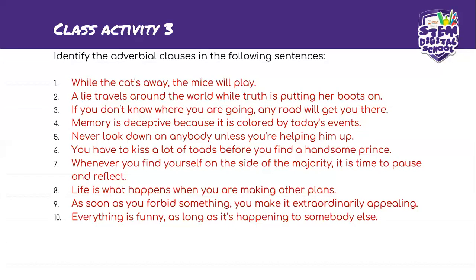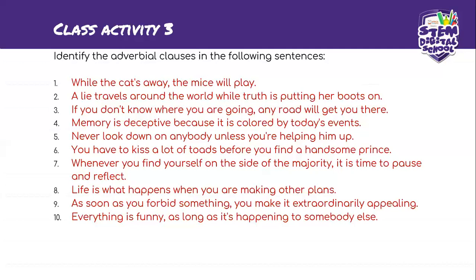Number 4, memory is deceptive because it is colored by today's events. I think this one is easy enough. Wow, Asanda's so quick. Yes, Asanda. So I also think it's because it is colored by today's events. Exactly, correct. That is correct.